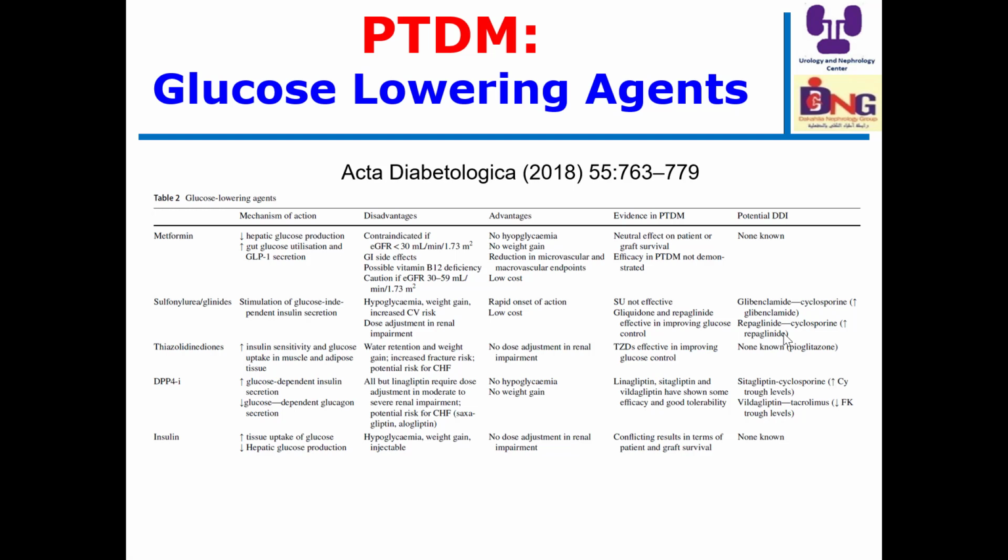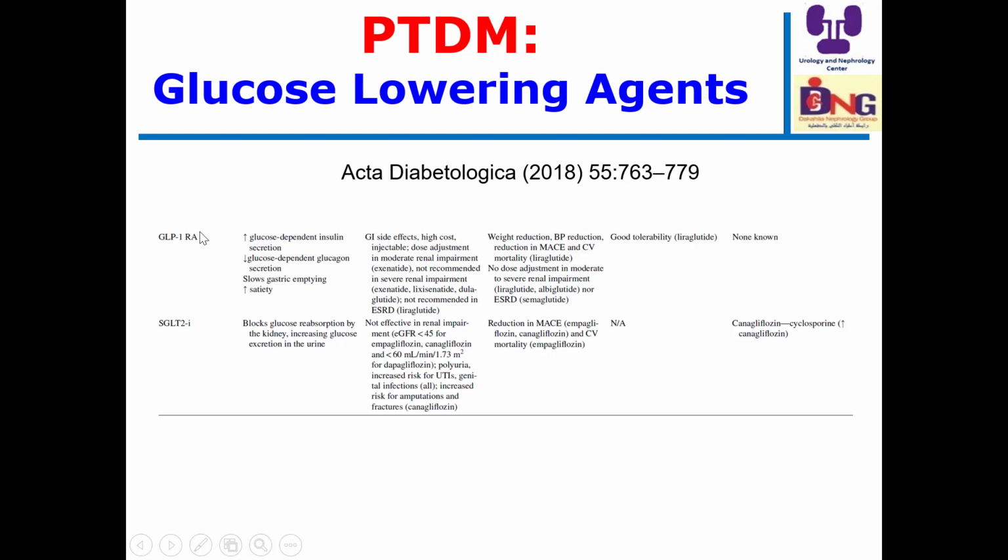And if there is any renal impairment, it's better to avoid glibenclamide, because it is long acting and has active metabolites. TZDs, no known drug-drug interaction. DPP-4 inhibitors, sitagliptin: cyclosporin trough level increased. Vildagliptin: tacrolimus is reduced. Insulin, no known interaction with immune suppressive drugs. GLP-1 receptor agonists, no known drug interactions.